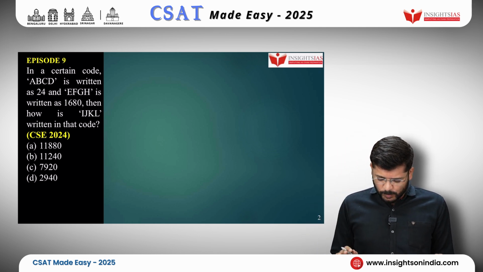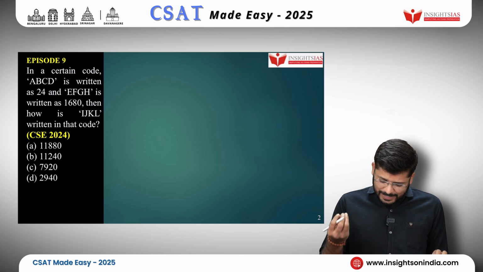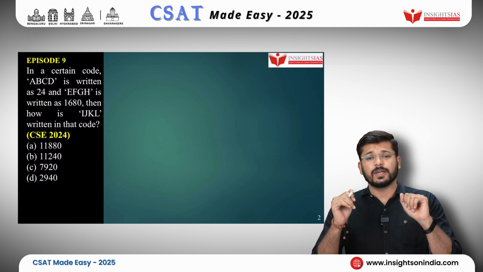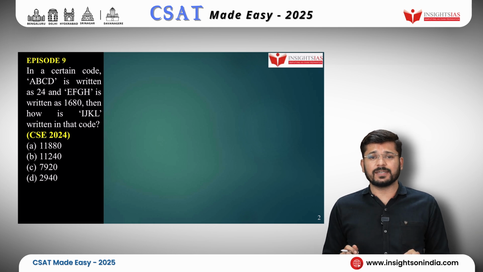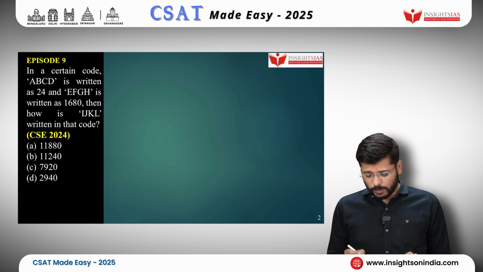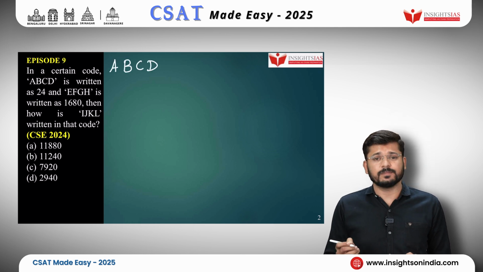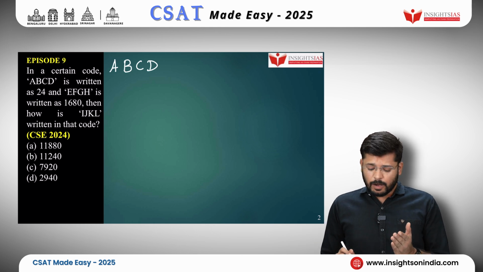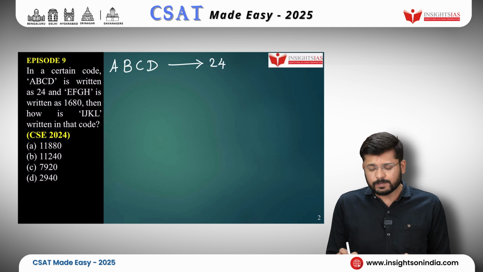In a certain code, ABCD is written as 24, EFGH is written as 1680. Then, how is IJKL written in that code? This question was asked in the 24 year. So, how do we answer this? Let's take a look at it. Now, A, B, C, D. How do we make this as 24?